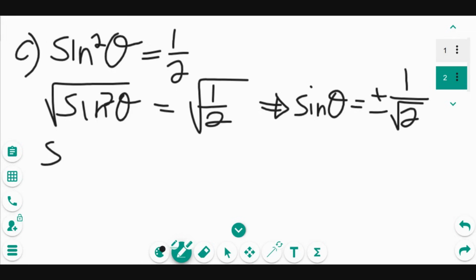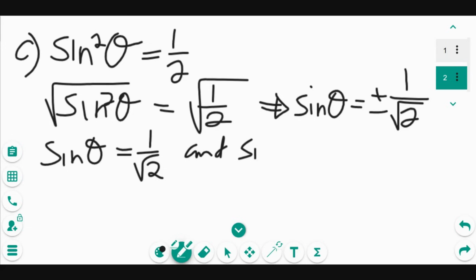I'm meaning that the sine of theta is 1 over root 2, and the sine of theta is also negative 1 over root 2. Pay some good attention here.